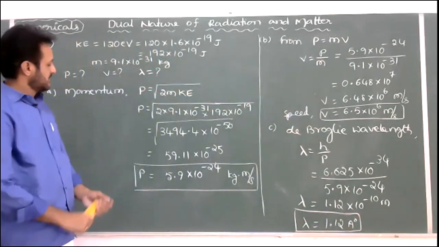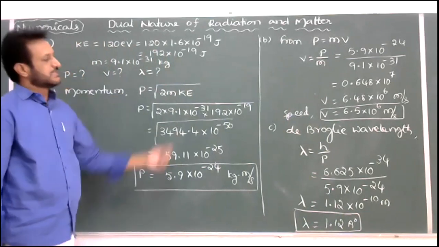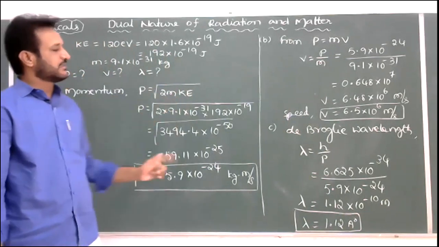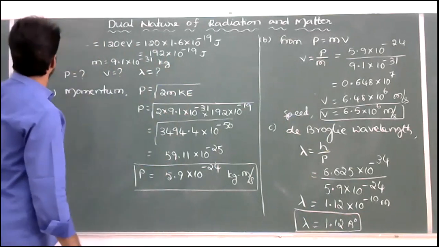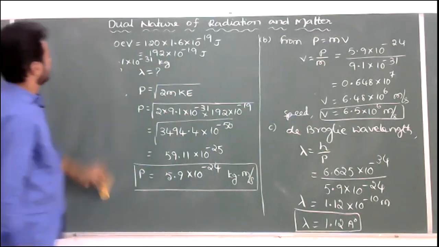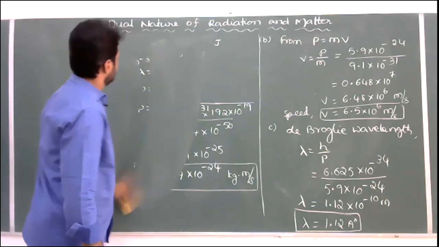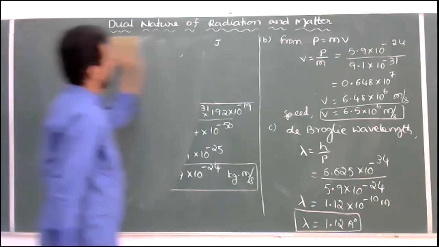Total 3 answers. First one momentum, second speed of the electron, and the third one de Broglie wavelength of the electron. Now I'll go for the next problem.